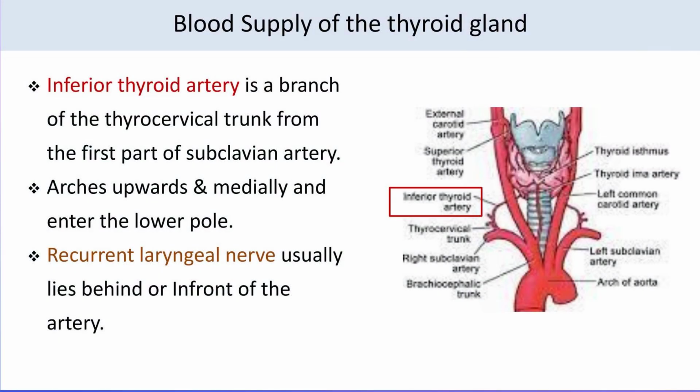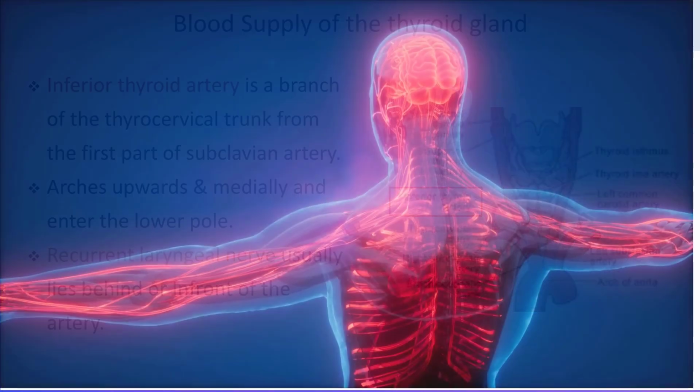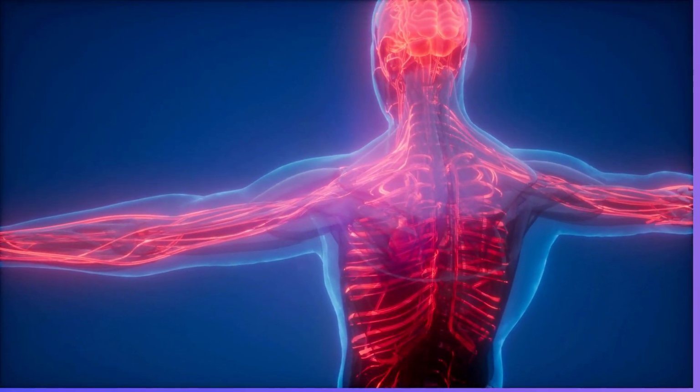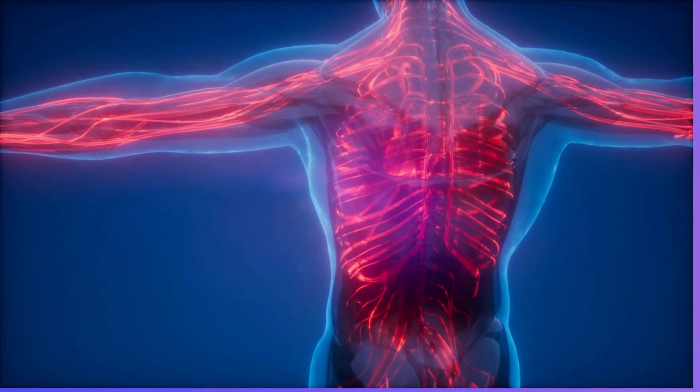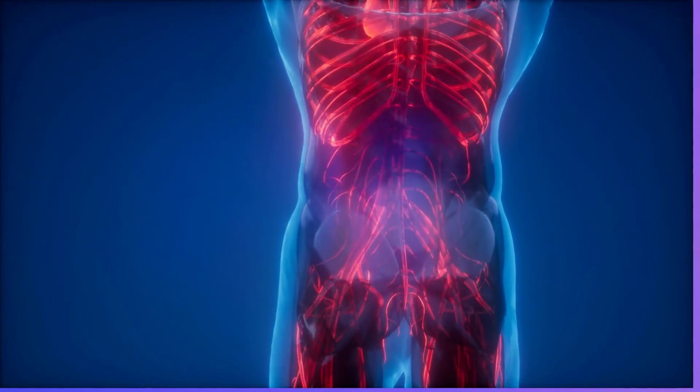Another significant arterial supply to the thyroid gland is the inferior thyroid artery. This artery is a branch of the thyrocervical trunk, which itself arises from the first part of the subclavian artery. The inferior thyroid artery arches upwards and medially, entering the lower pole of the thyroid gland.